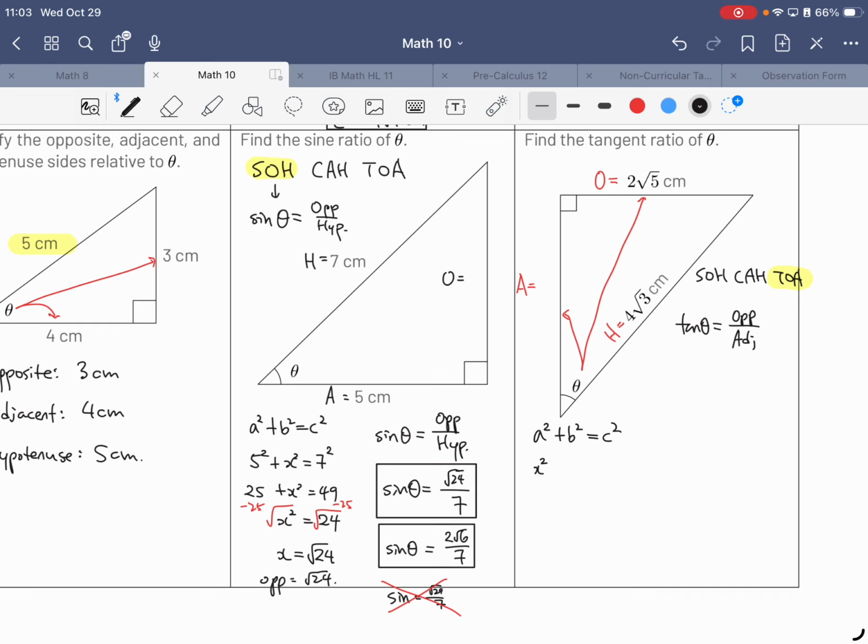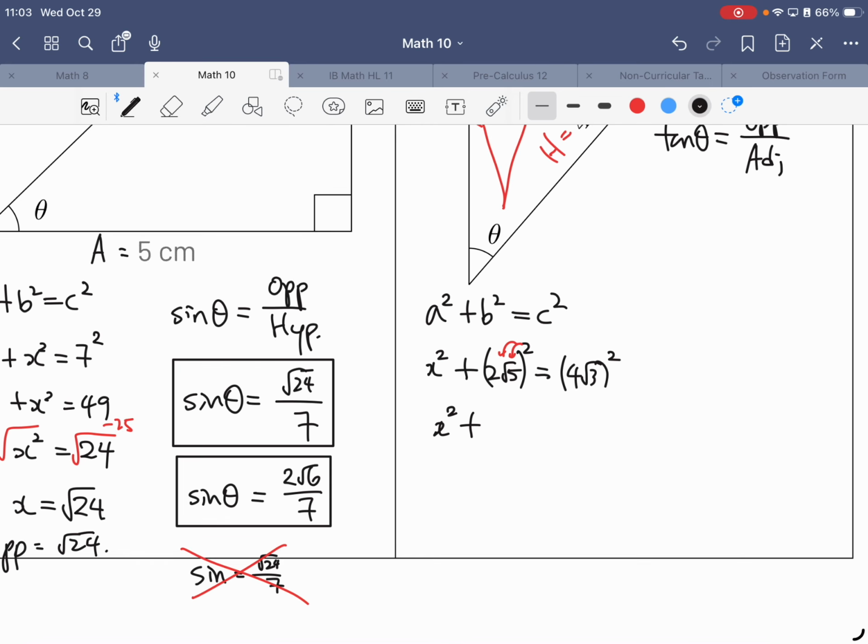A, let's call it x squared. B is going to be 2 square root 5, bracket around, squared, equals C, which is 4 square root 3, bracket around, squared. So once again, let's use the distribution law. I'm going to distribute the 2 into 2 and square root 5. So that's 2 squared times square root 5 squared equals 4 squared times square root 3 squared. Another distribution on the right hand side. So that's x squared plus 4 times 5 is 20. And 16 times 3 is what? 48.